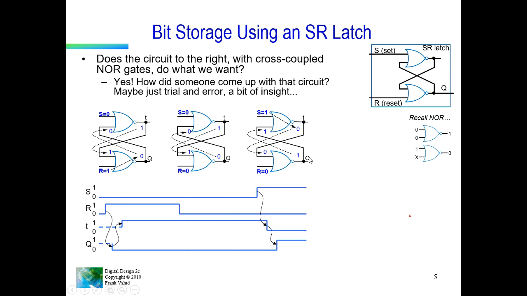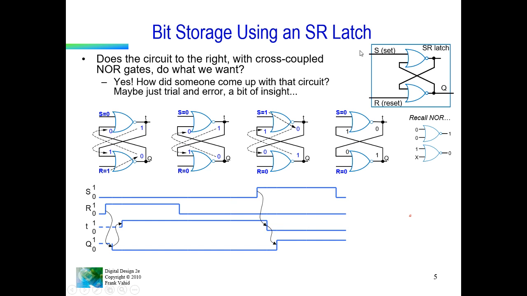Now the biggest thing to note about this is, if I want my Q to be a 1, I put a 1 on my set. If I want my Q to be a 0, I put a 1 on my reset. If I've got zeros on both of these, then Q is going to retain whatever value it had before. So whatever the last command was, either set or reset, that's what it's going to do. It's going to either be a 1 or 0 based on that.